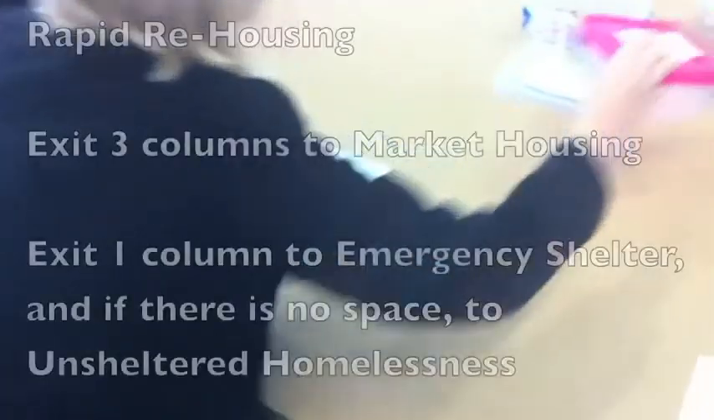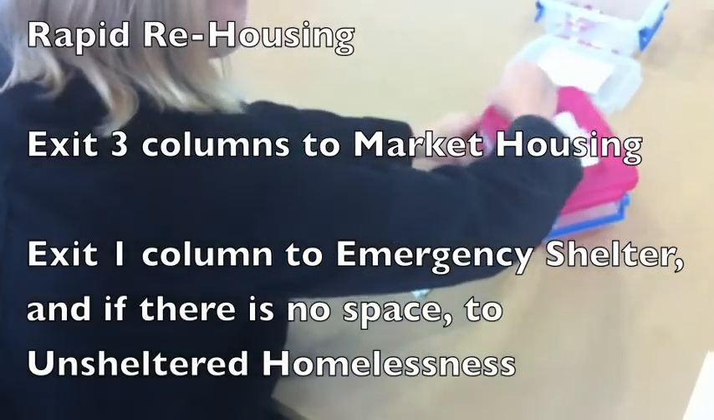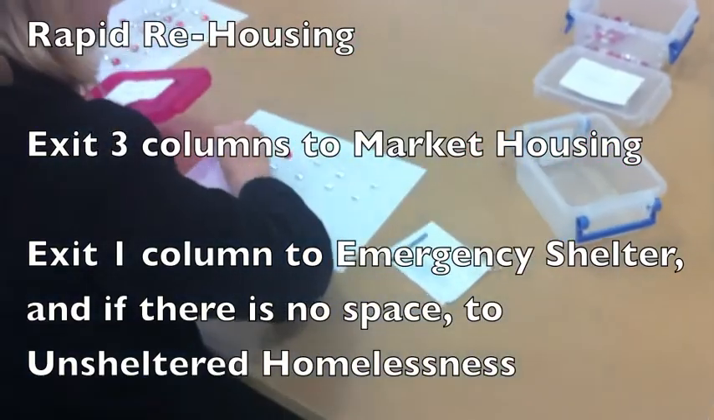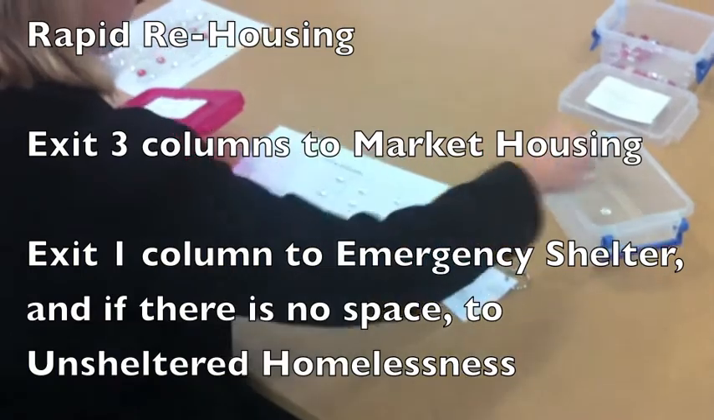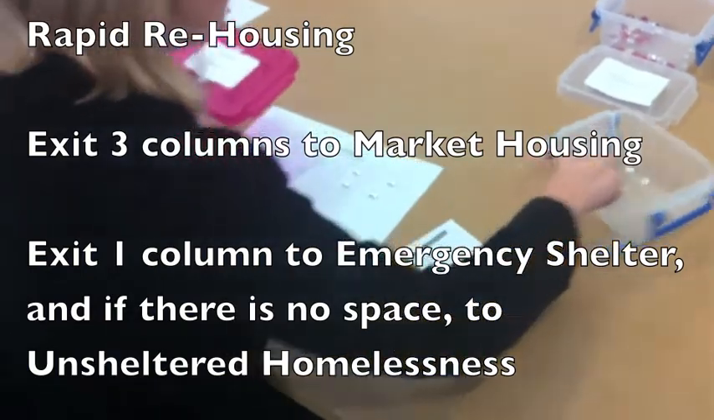Rapid Rehousing has 2 instructions. Exit 3 columns to Market Housing, which you see Kate doing here, and exit 1 column to Emergency Shelter, but if there's no space in Emergency Shelter, then those beads go to Unsheltered Homelessness. Since there's no space in Emergency Shelter, Kate's going to place those beads in Unsheltered Homelessness.